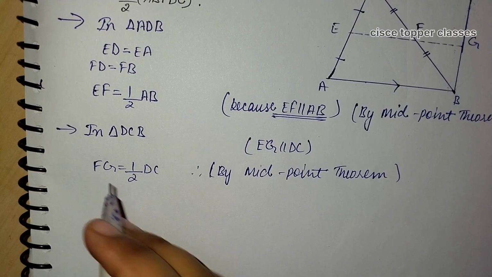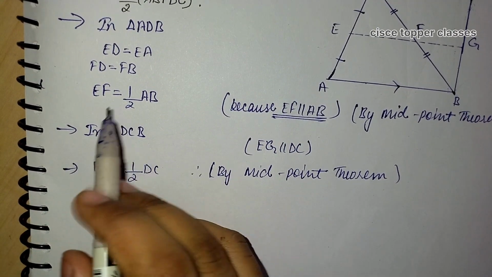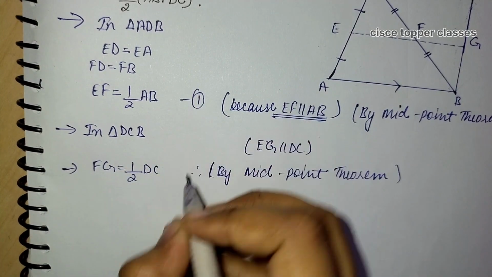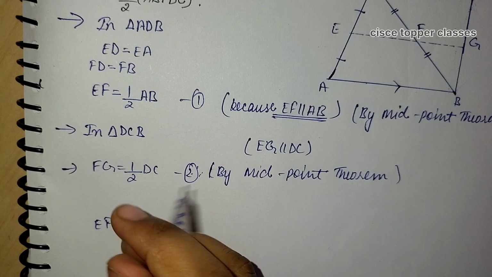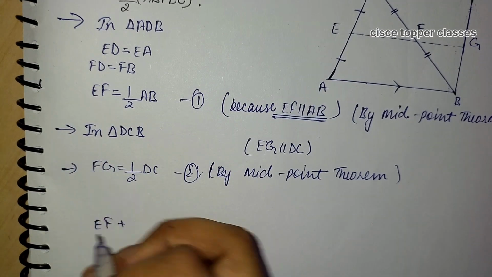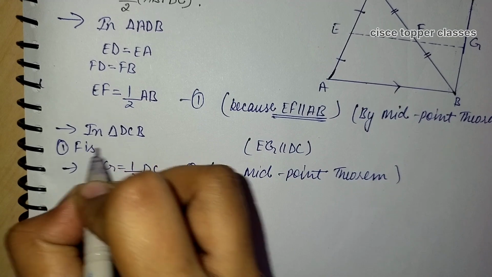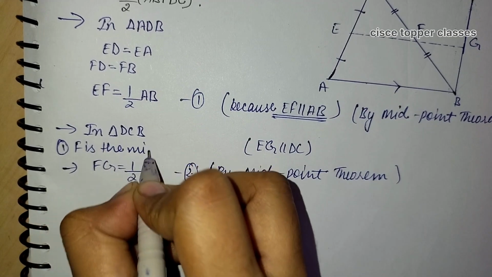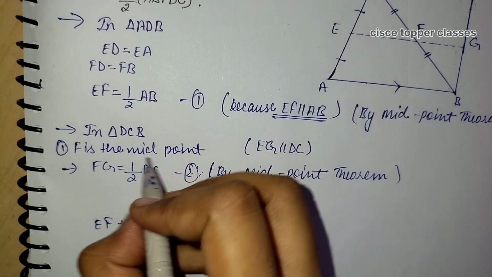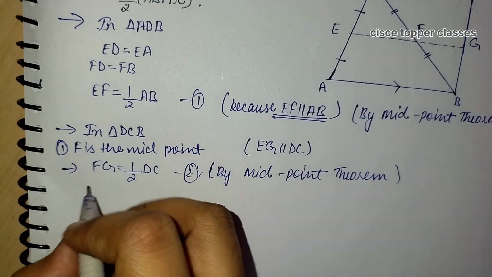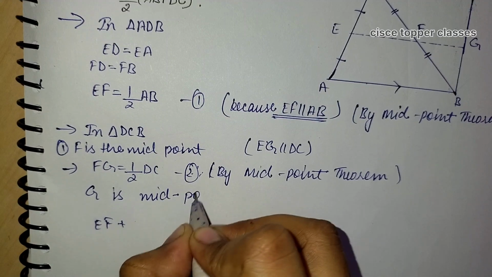So this is the second part which we have to write. Here we have proved that G is the midpoint, because F is the midpoint and EG is parallel to DC. So the first part is done: G is the midpoint of BC.